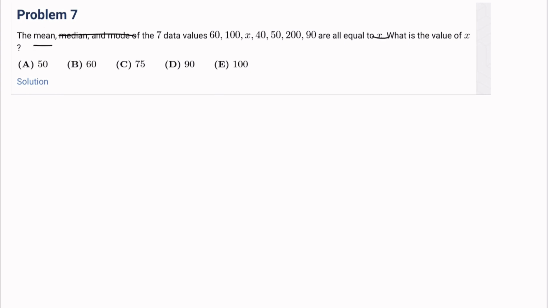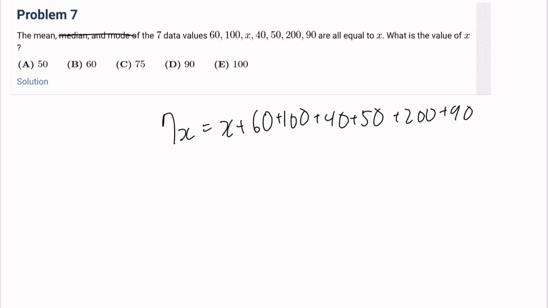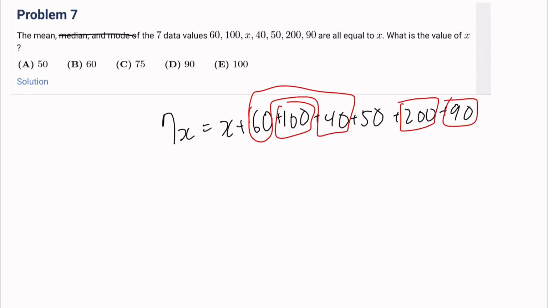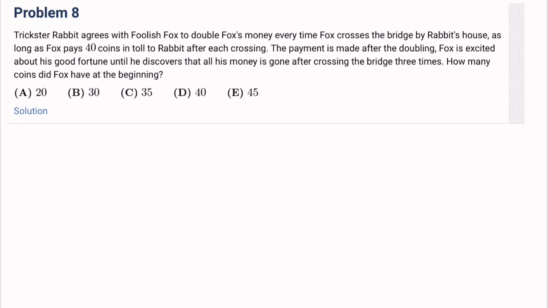So since the mean equals x, right? So 7x equals all these added together. So x plus 60, 100, 40, 50, 200 plus 90, right? And so we have 100, 300, 400, 490, and 540. So x plus 540. So if x goes over, 6x equals 540, x equals 90. So the answer is 90. It's D.